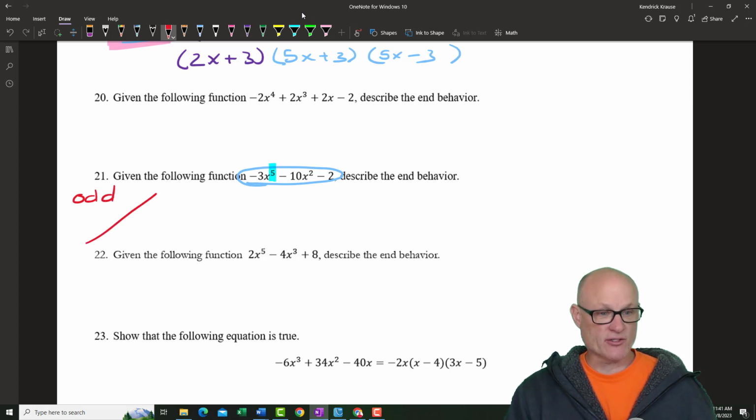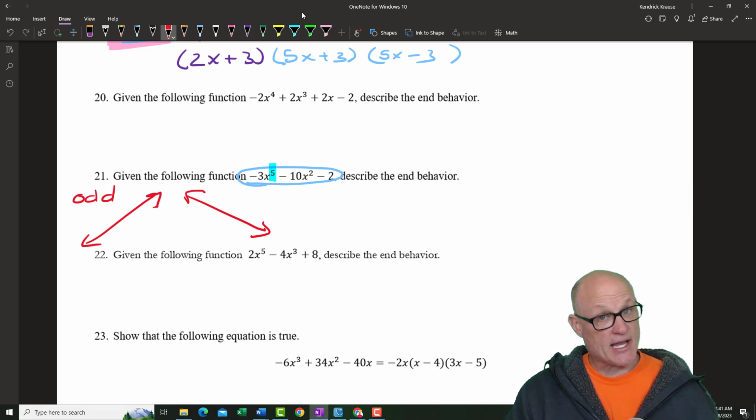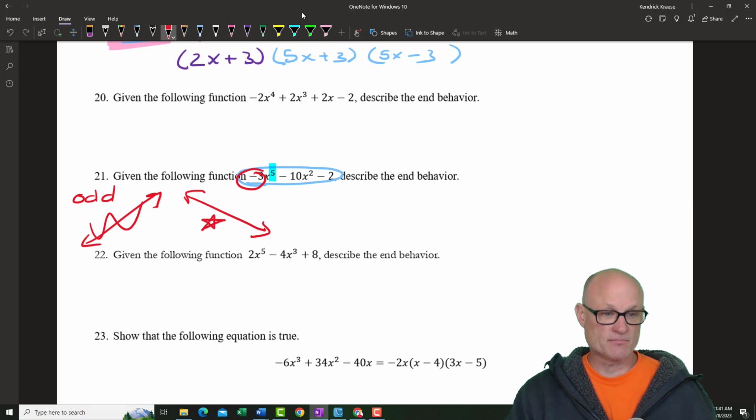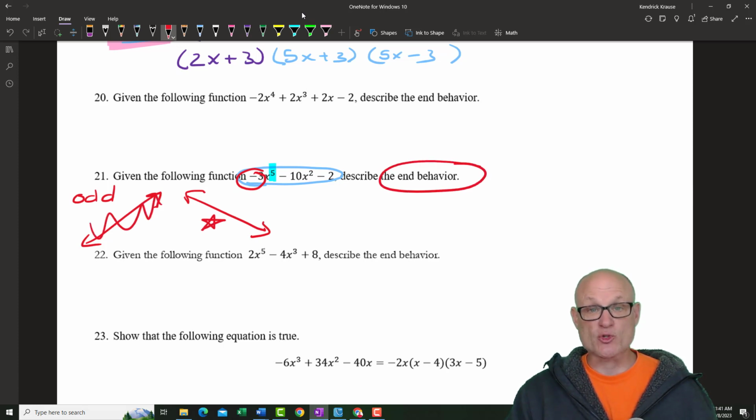When it's odd, it's either going to look like this or it's going to look like this. That's an odd function, okay? And I always draw a line for an odd function. Now, since my leading coefficient is negative, I know it's going to look like this one. So as soon as I say describe end behavior, you need to start with this: as x approaches negative infinity, as x approaches positive infinity.